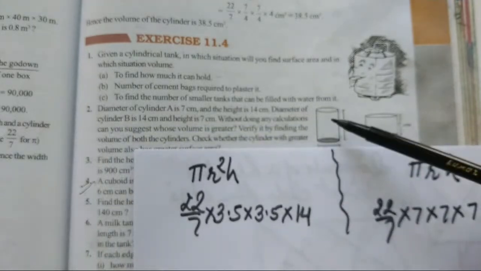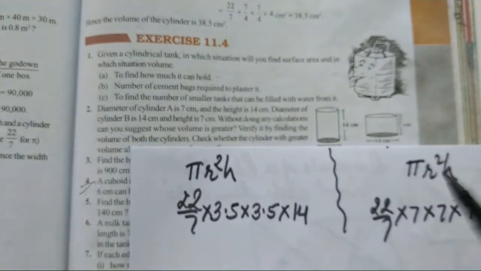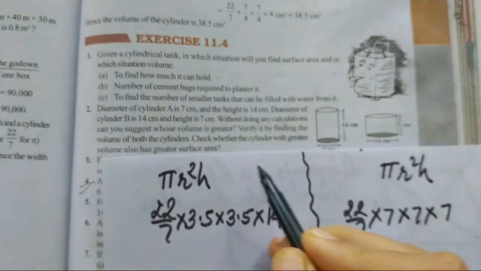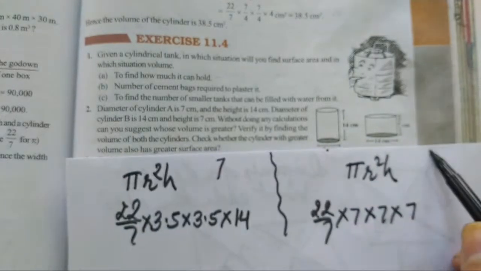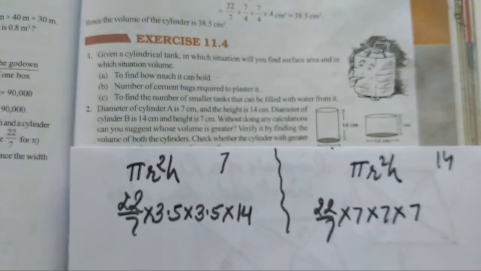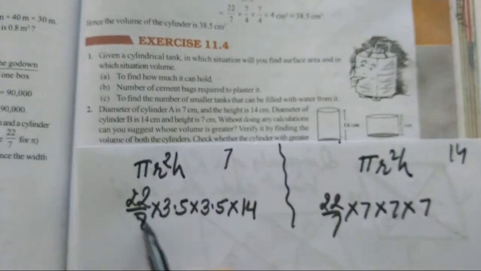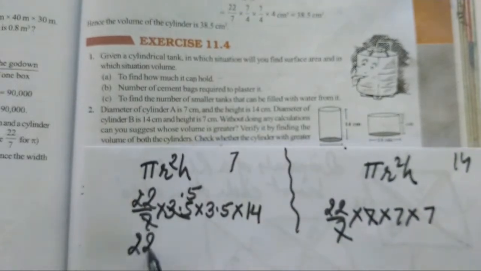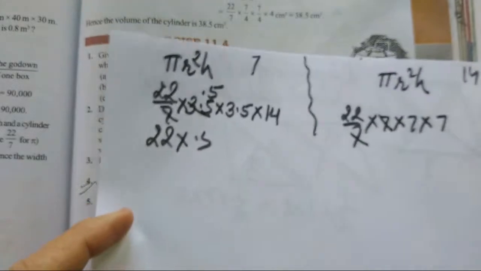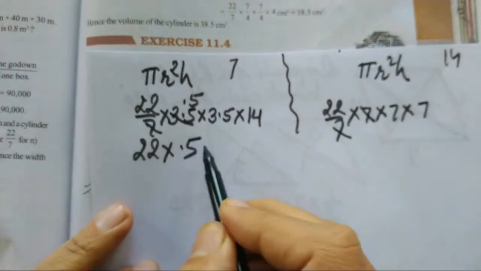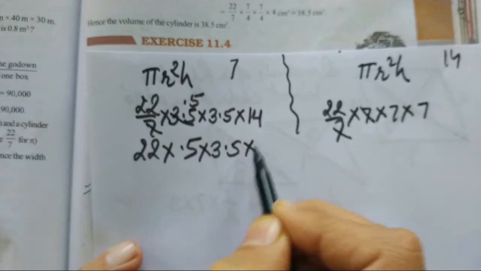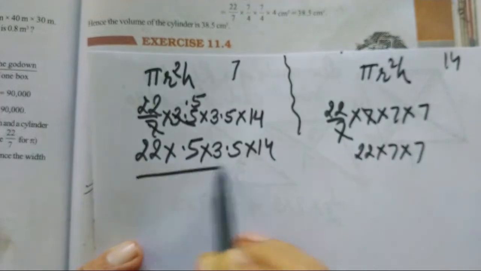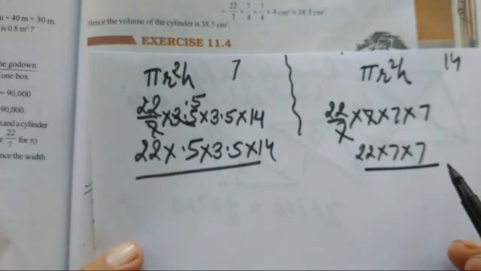So this is the cylinder whose measurement I have taken. Its diameter is 7, its diameter is 14. So the radius of 7 will become 3.5, the radius of 14 will become 7. And then you will simplify. When you simplify, it will become 0.5. This 7 will divide, and you have to just multiply and get the answer. 22 into 0.5 into 3.5 into 14. 22 into 7 into 7. So when you multiply, you can compare the 2 answers.